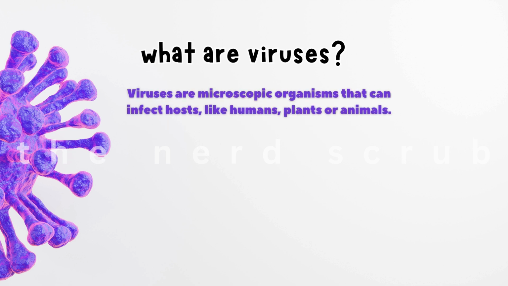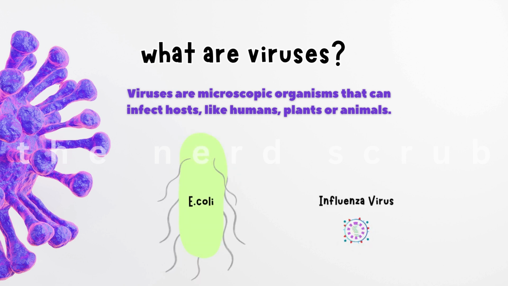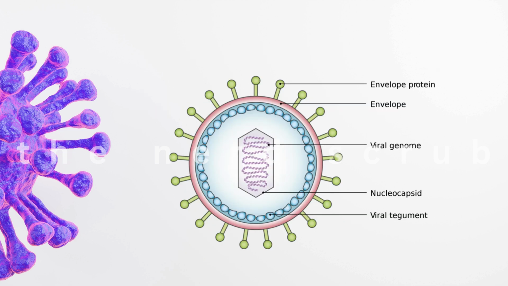So viruses are tiny infectious agents that are much smaller than bacteria, and they can only replicate inside the living cells of an organism. Each virus consists of genetic material, either DNA or RNA, and it is encased in a protein coat called a capsid. And some viruses also have an outer lipid envelope, which helps in invading the body of the host cell.